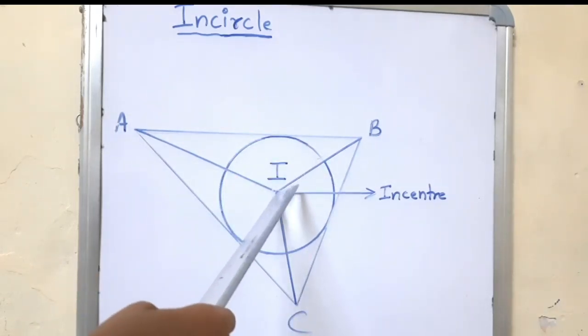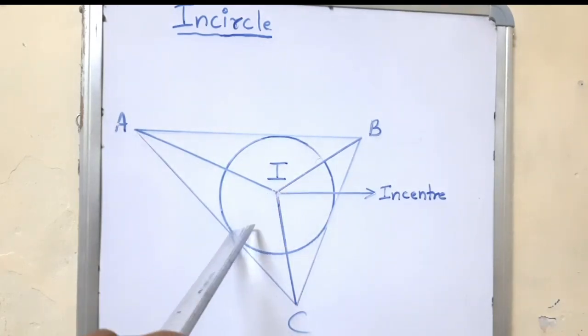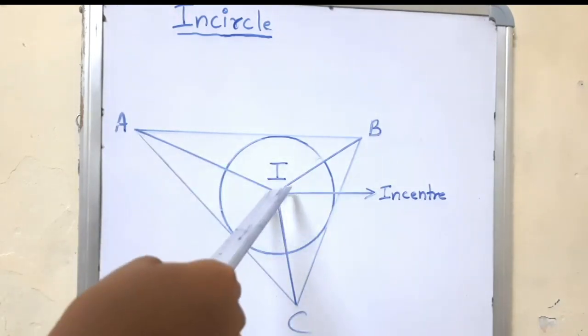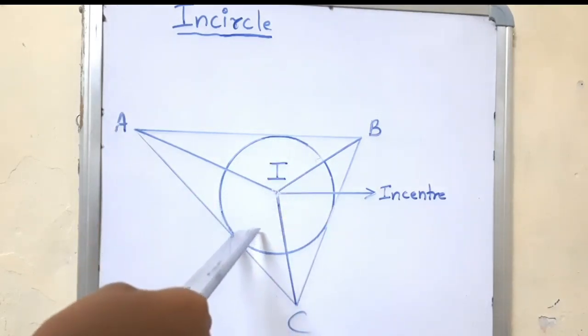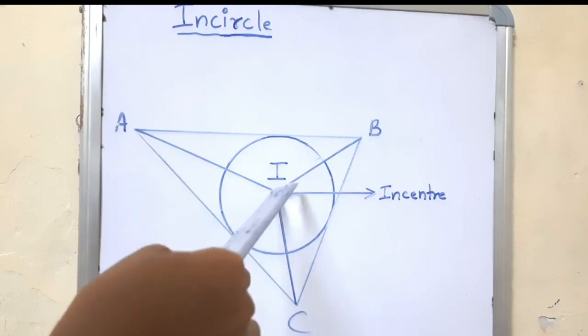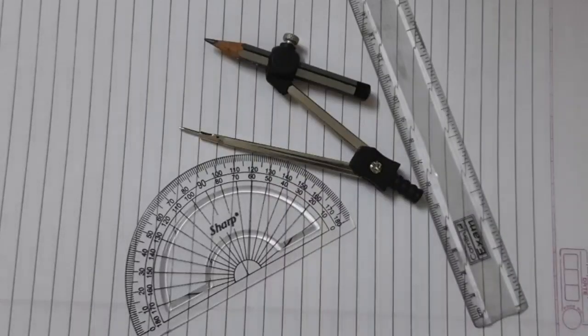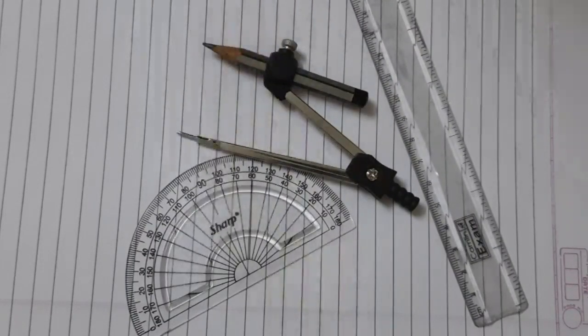So from here to any one side, that is your radius of the circle. From I to any one side of the triangle, you can take either here or here or here. This distance is your radius. By taking that as radius, you draw the circle. Now let's see how to draw an incircle step by step. In order to draw an incircle, you have to use scale, pencil, rounder and protractor. Without these things, you cannot construct an incircle.